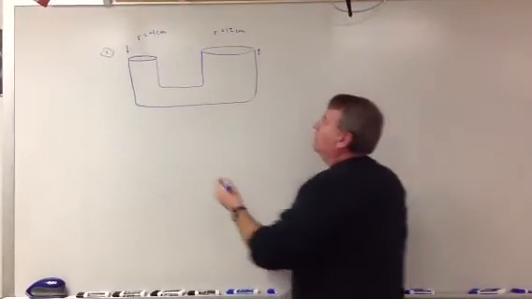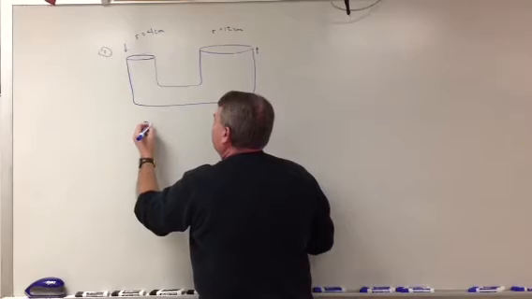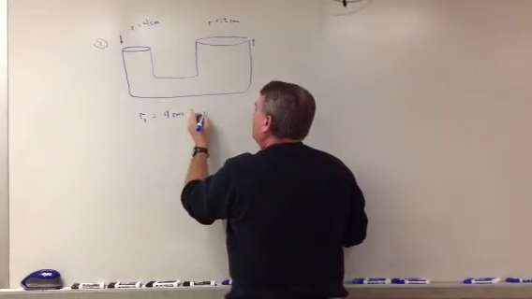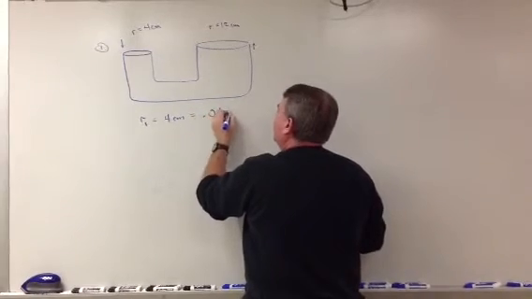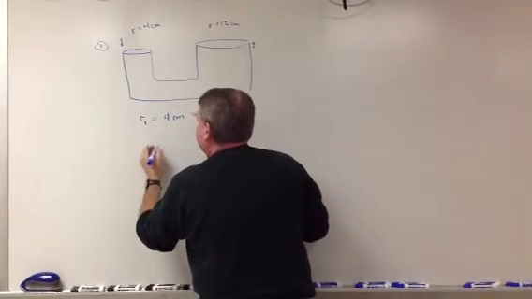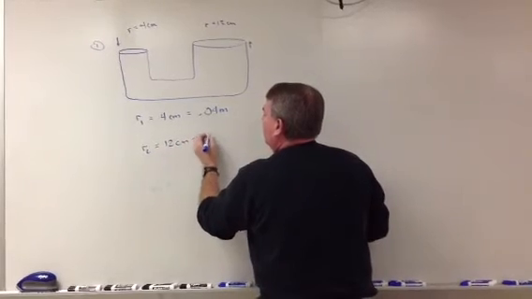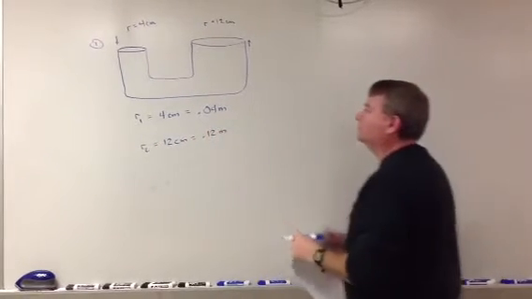Let's first convert these radii. 4 centimeters, move the decimal over twice. This becomes 0.04 meters. And then the second radius is 12 centimeters. That's going to be 0.12 meters.